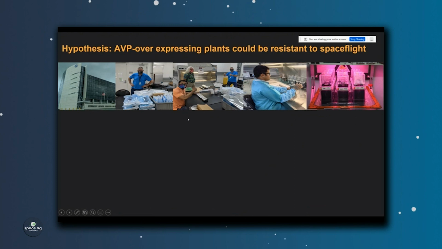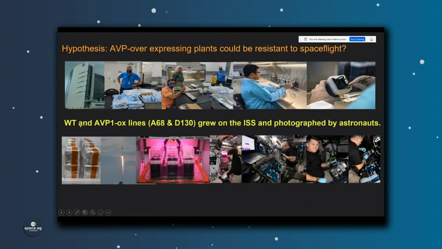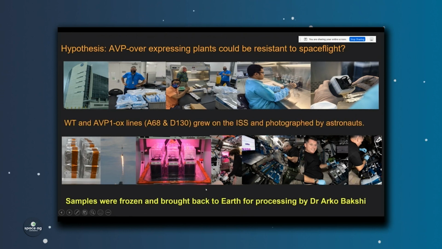And so we applied to CASIS and to NASA and had the opportunity to go to the Kennedy Space Center to design a new method to grow these plants, so that we could not just grow wild-type plants, but 2 genetically modified versions that had overexpressions of this AVP transgene. The astronauts grew the plants and photographed them at time points online, and the samples were frozen and returned to Earth for processing, so we could do molecular analysis on the biochemistry and the RNA.